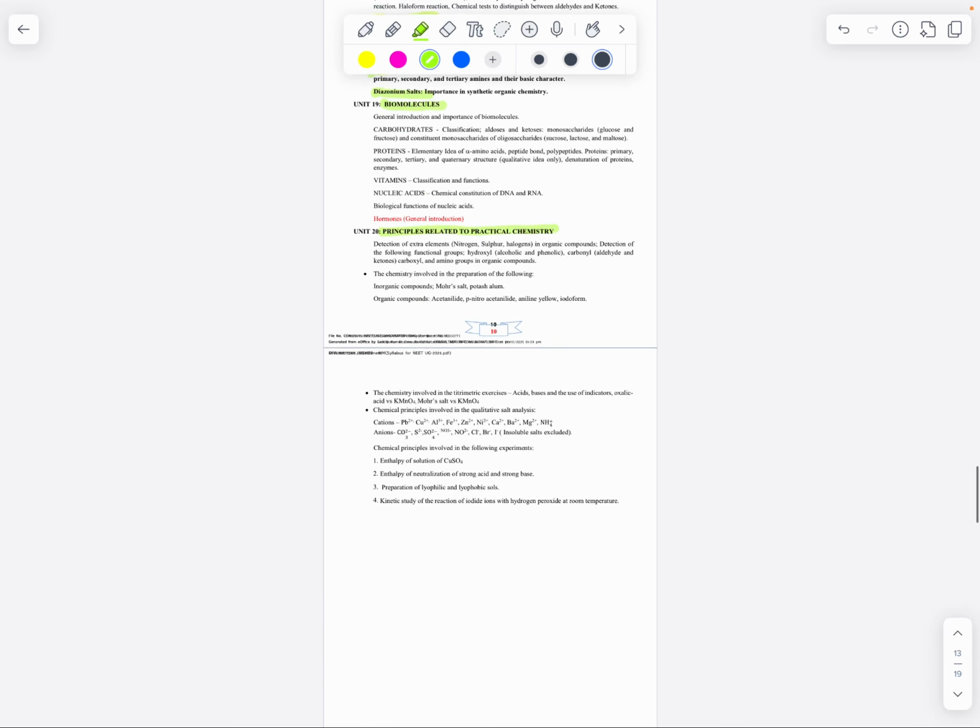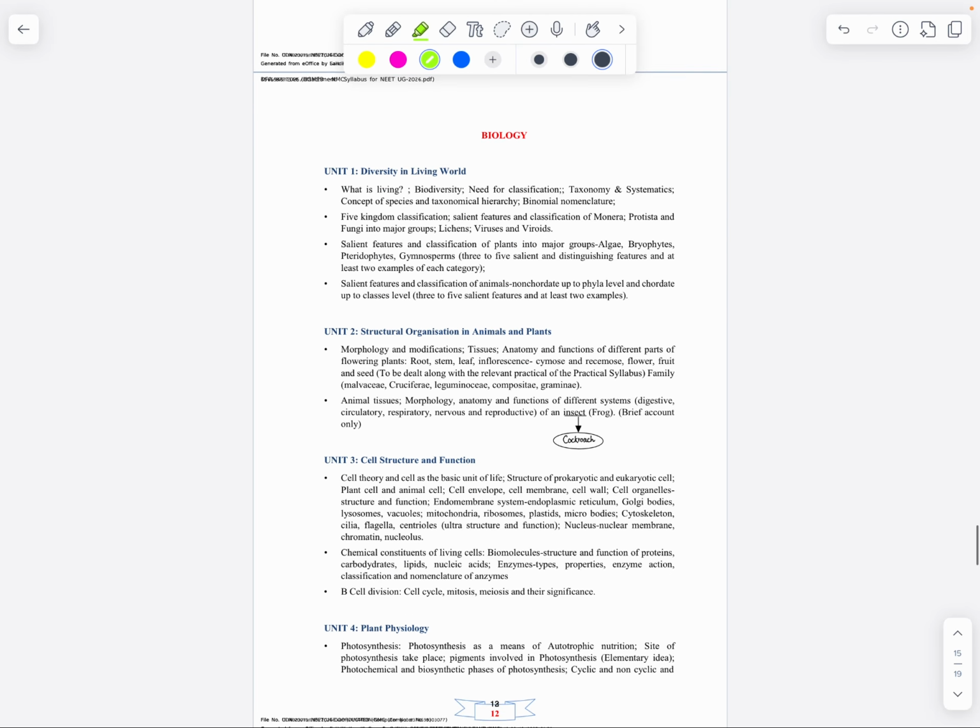Now let's move on to the biology section. The first unit is diversity in living world. The chapters are what is living, the living world, the biological classification, the plant kingdom classification, the animal kingdom.